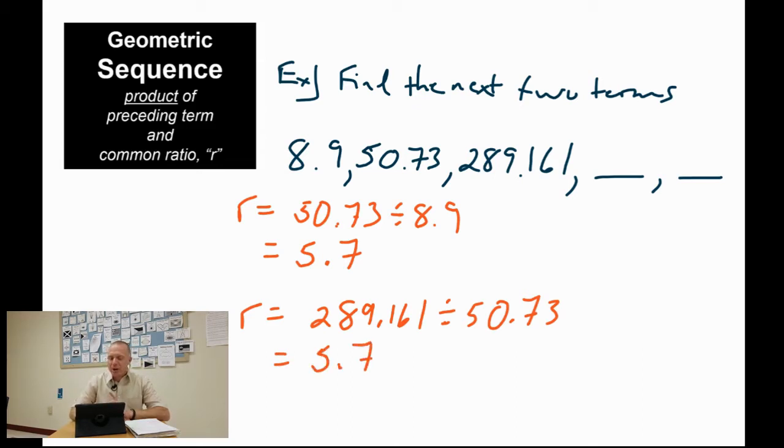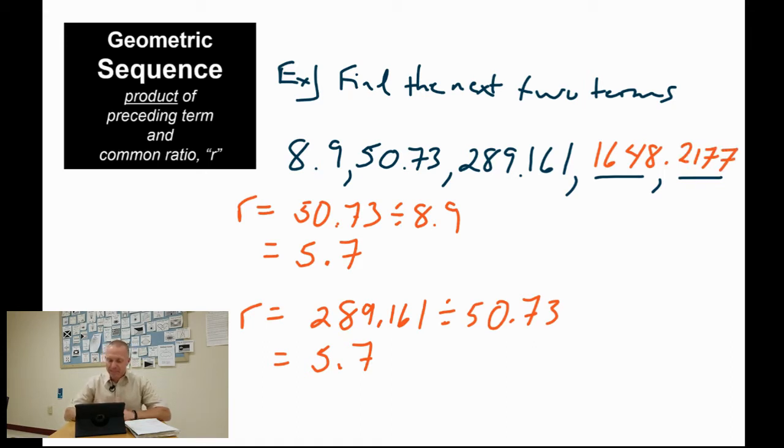The common ratio is a big part of a geometric sequence, because obviously if you know it, you can multiply it to get the next number, and the next, and the next after that. I don't have too much space here, but if you multiply by 5.7, which is pretty easy to do, you can get 1,648 and a bunch of decimals. I'm going to leave out the next term.